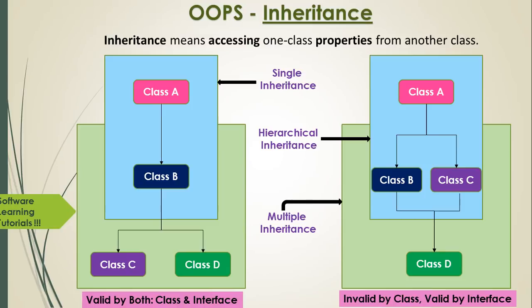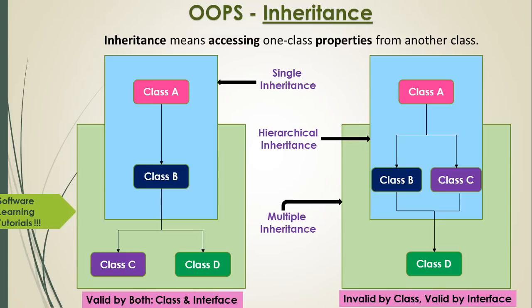Okay, in simple words, inheritance has two concepts. The first is the parent class and the child class. The parent class is also called a base class or super class, and the child class is called a subclass or derived class.